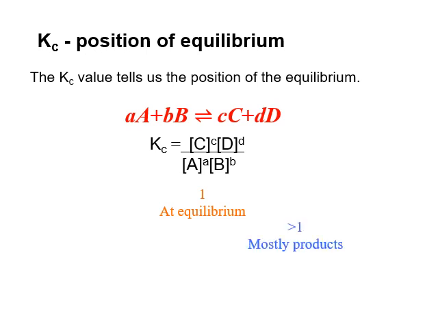If it's greater than 1, the top of your Kc must be bigger than the bottom. And that means that there is more C and D, so there is more products. If your Kc is less than 1, it must mean that the bottom, so A and B, is bigger than C and D. So in this case, you have mostly reactants.